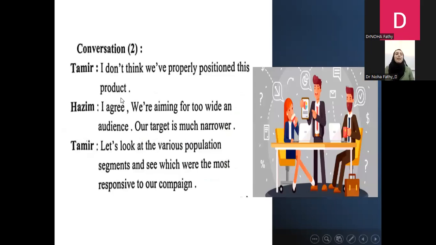I don't think we have properly positioned this product. I agree. We are aiming at too wide an area. Our target is much narrower. Let's look at the previous population segments and see which were the most representative for our campaign.